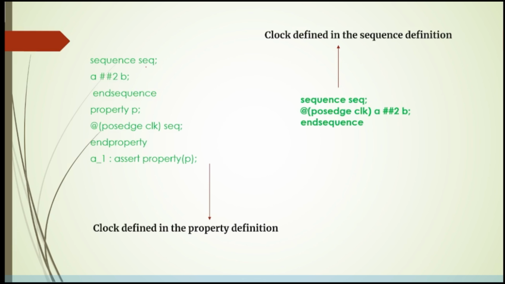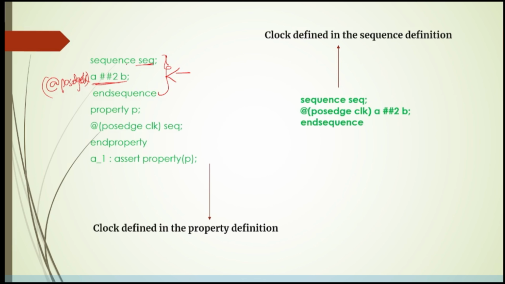Now as I told you, if you are having only one sequence, you can directly mention the clock within the sequence itself, like at the rate of passage of clock, and you can directly assert the sequence itself. But if you are having more number of sequences, as I told you, you will be compiling all those things in a property, and then you will be asserting the property.